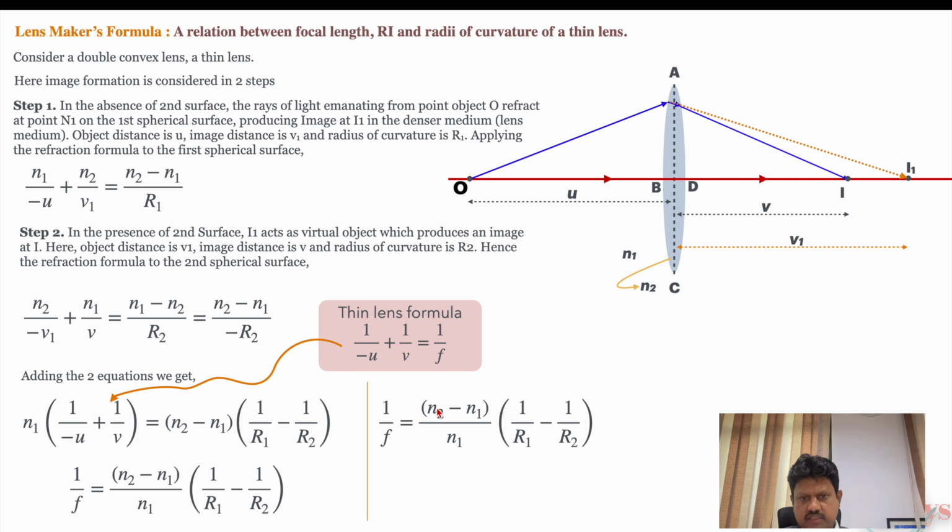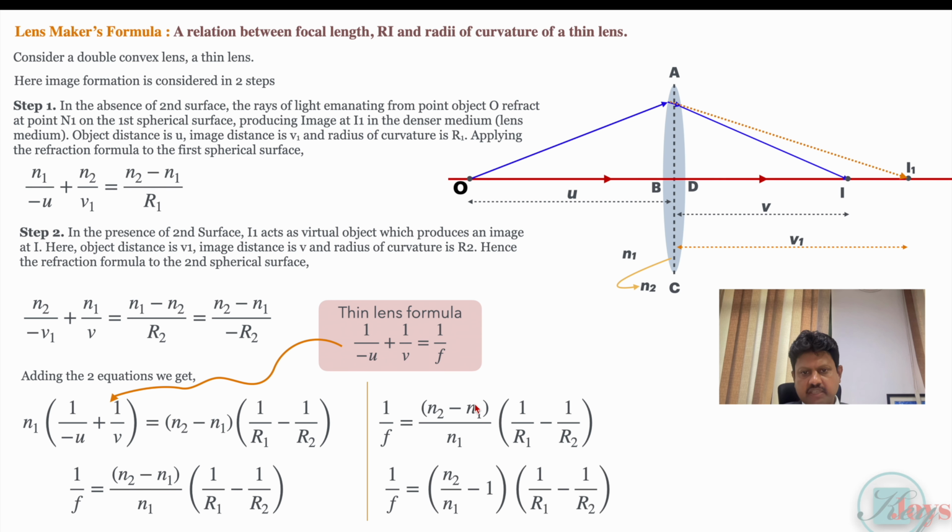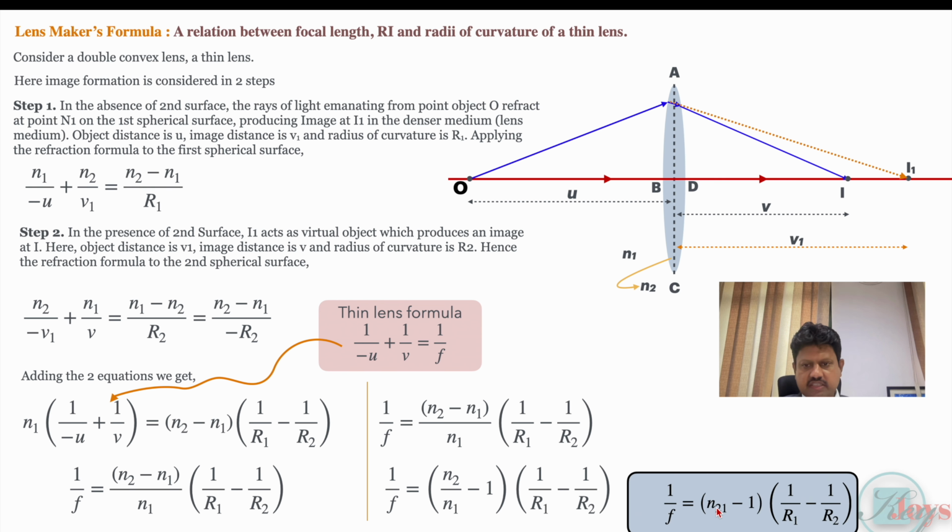So then N2 by N1 minus N1 by N1 is 1. So this N2 by N1 can be written as N21. N21 is refractive index of the second medium with respect to first medium. So there is refractive index of lens medium with respect to the surrounding medium, minus 1, and this 1 by R1 minus 1 by R2 as it is. So this is called the lens maker's formula.